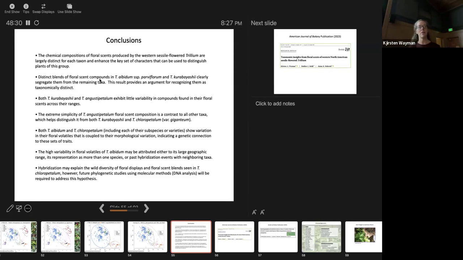And that's one thing that maybe we could hint at with the floral scent composition, but I think to confirm that, we would need some genetic studies done. And that's not something that I would do, so a plant geneticist would have to confirm that.